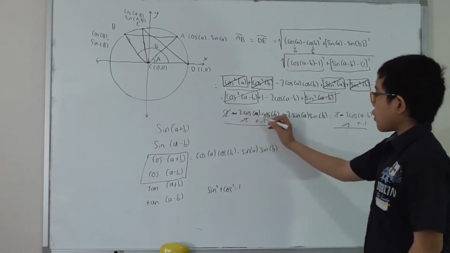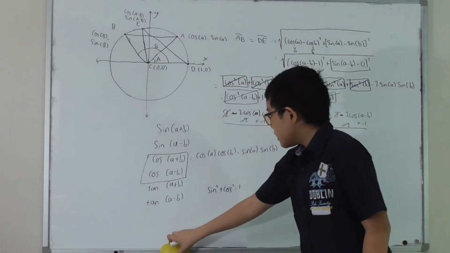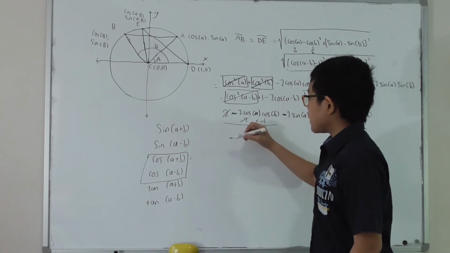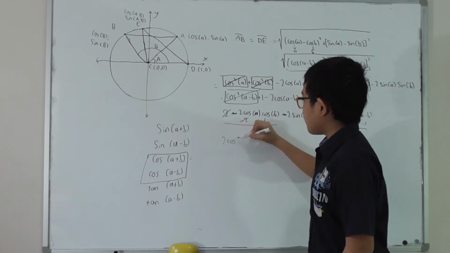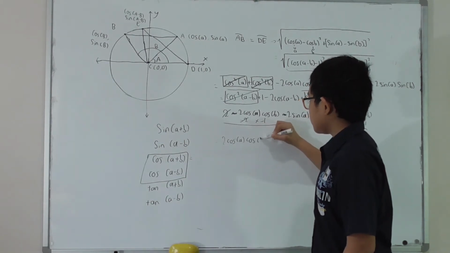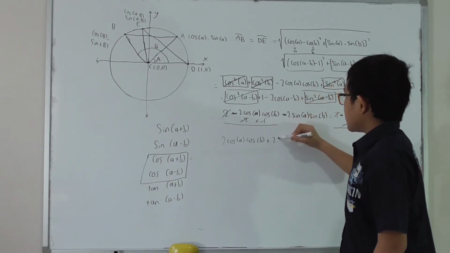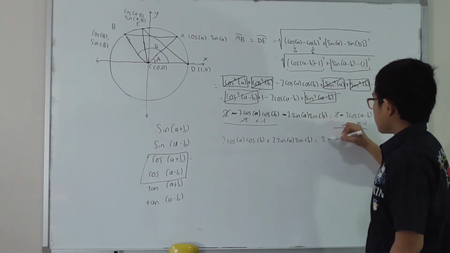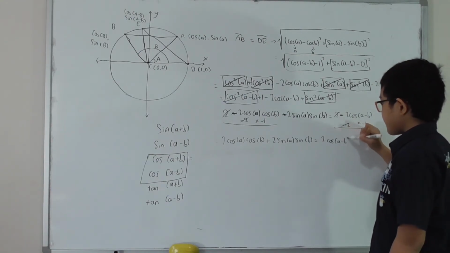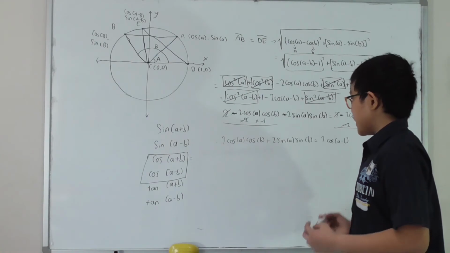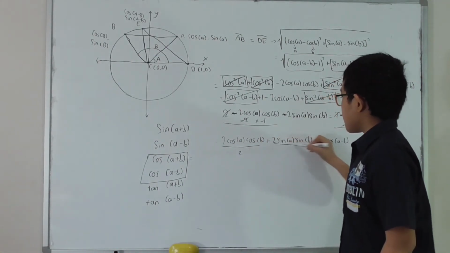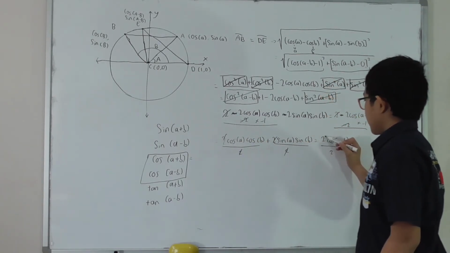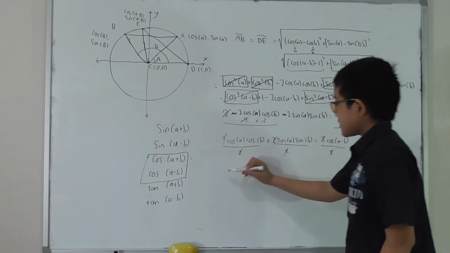So it's going to be 2 cosine A cosine B. So let me just erase this one over here, so it's going to have more space. So it's going to be equal to 2 cosine of A cosine of B plus 2 sine A sine B is equal to 2 cosine of A minus B. And then we can divide both sides by 2. And then these 2 cancel out. Same thing here and in here. We're going to get cosine of A minus B.